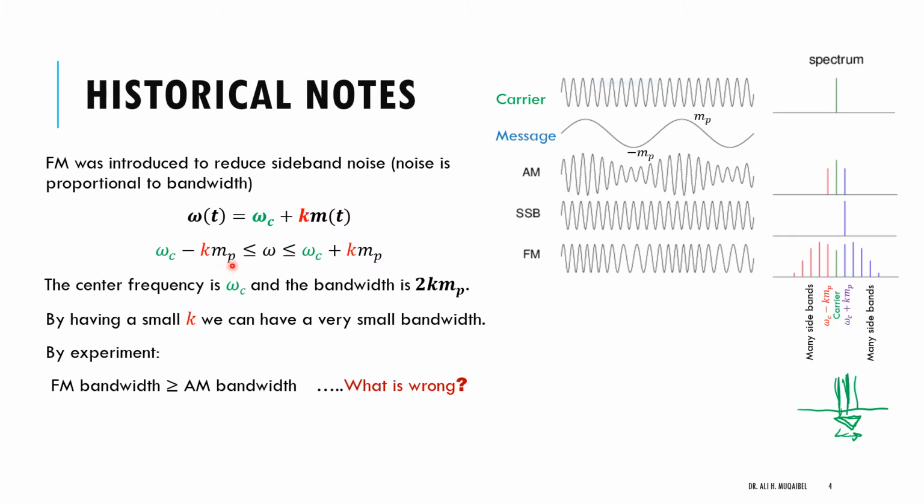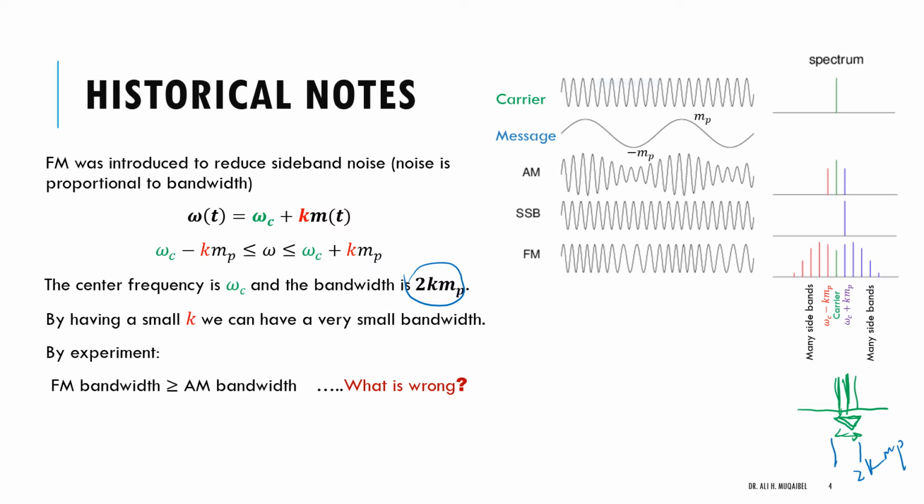Again, Mp is the peak of the message, assuming the message has positive and negative peaks of Mp. What would be the bandwidth? The bandwidth in that case is going to be from here to here, which is 2 times K times Mp. And by making K smaller and smaller, the motive behind FM was to make the bandwidth smaller.